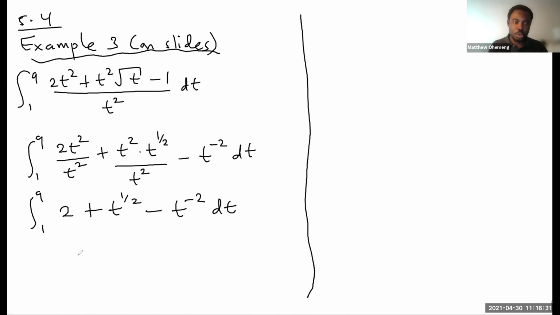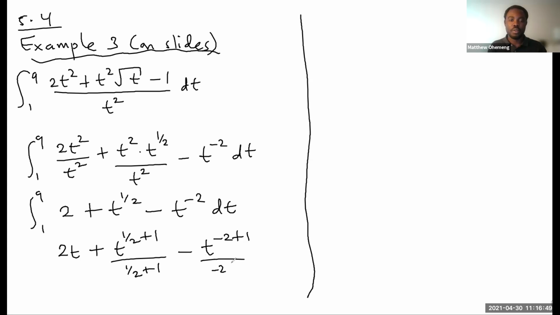So I go for 2, it's just 2t. For t to the half, that one I can use the power rule. So that's t to the half plus 1 over half plus 1. For the minus 2, this power is not negative 1. It is not negative 1. So I can still use the same process, right? Just add 1, the power rule for the antiderivative, and then divide by the result.